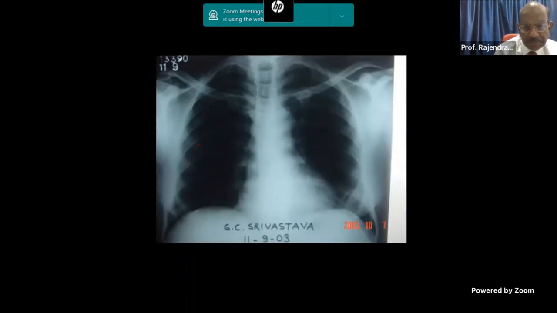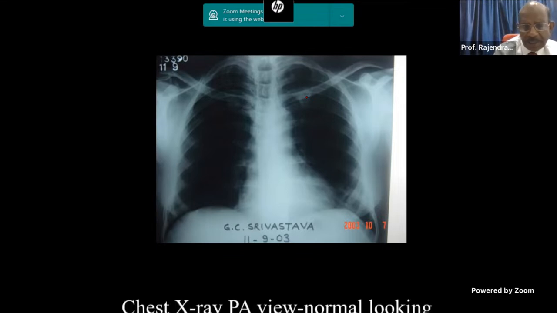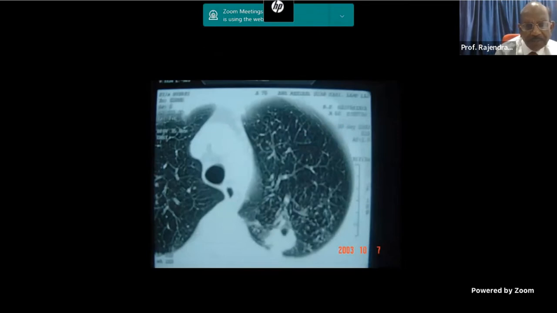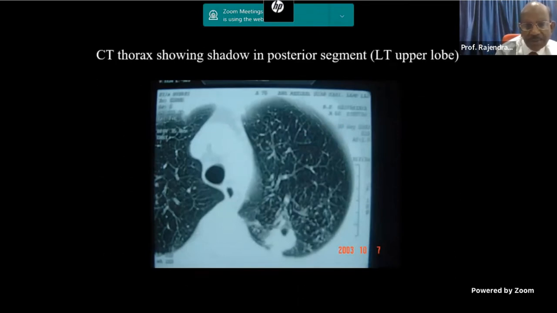And then you see another area, which is a normal looking chest X-ray, but then you find that there's some shadow that appears to be here behind the clavicle. This is another indication of a lordotic view, if you want to visualize it clearly, although it will be visible in a CT scan today. But in the lordotic view you will see that the shadows are here. That is localized in the lordotic view. That was also localized in the CT thorax.